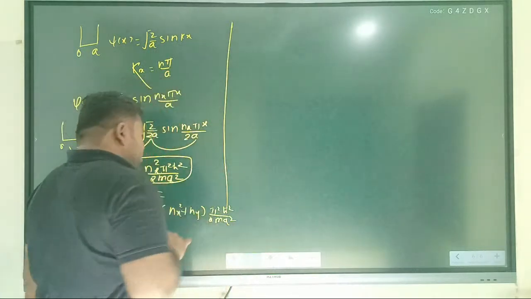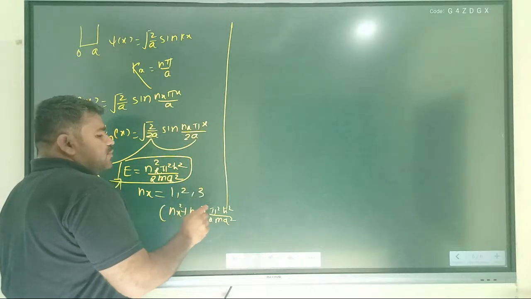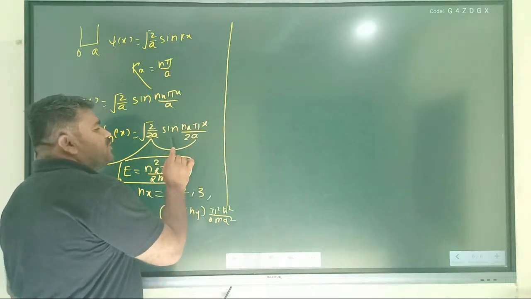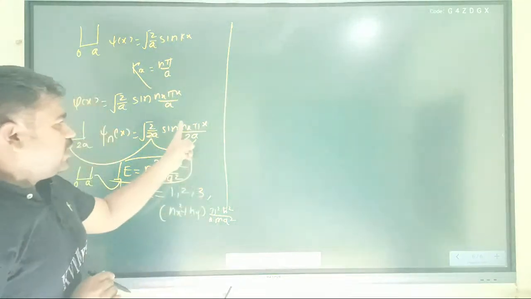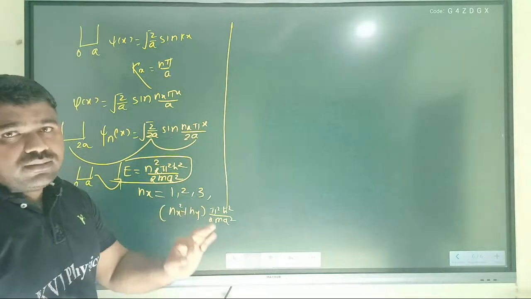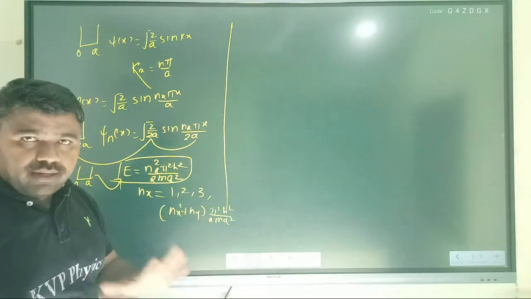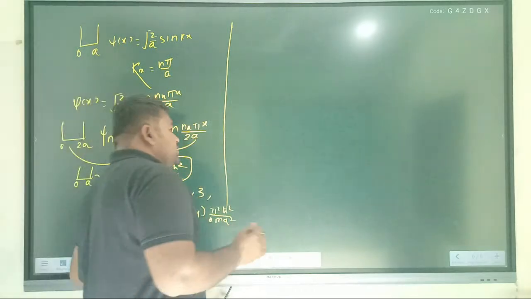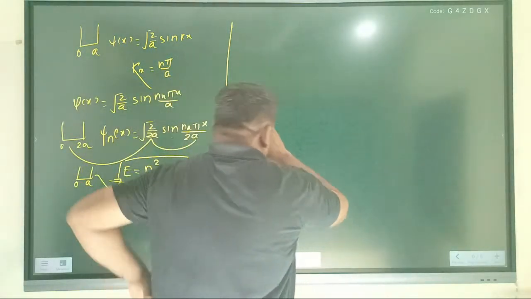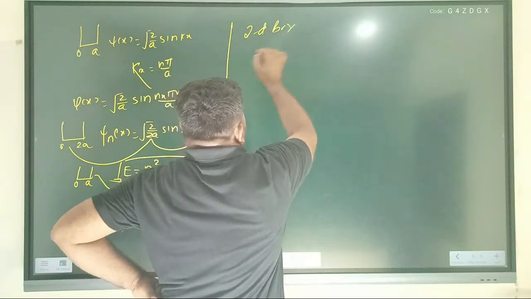Why can we choose nx equal to 1, 2, 3, 4? Don't focus on energy, focus on the wave function. Here if nx is equal to 0, then the wave function becomes 0. Wave function becomes 0 means the particle is absent. Particle is absent, so no need to find out the energies. Clear? Now the system is a 2D box. Clear? System is a 2D box.